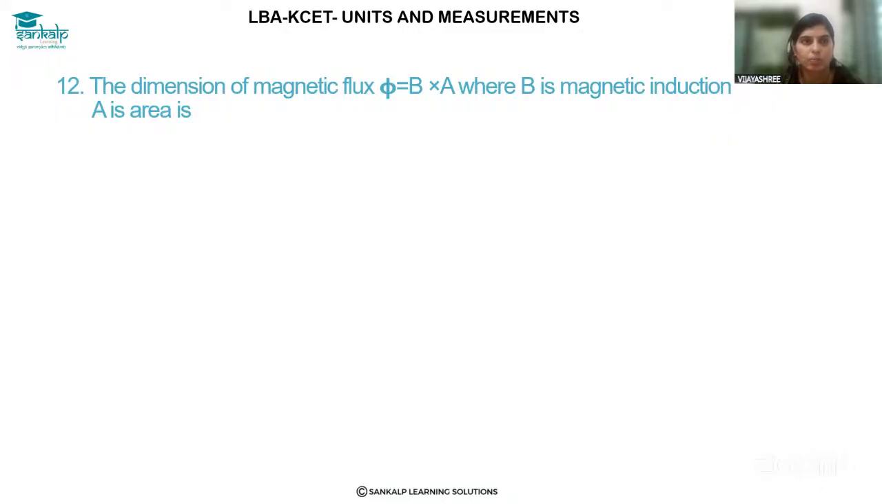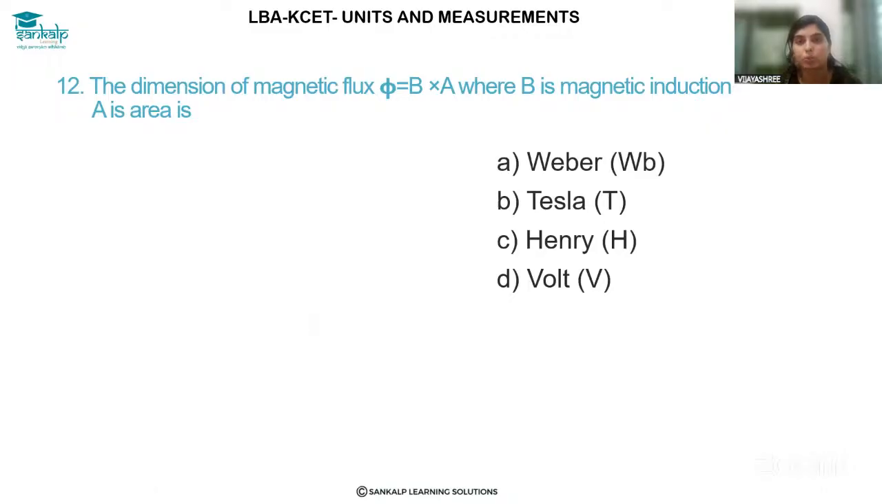Let us look at question number 12. The dimension of magnetic flux phi is equal to B into A, where B is magnetic induction and A is area. Options: A, Weber (Wb); B, Tesla (T); C, Henry (H); D, Volt (V). So we need to determine the dimensional formula for phi.